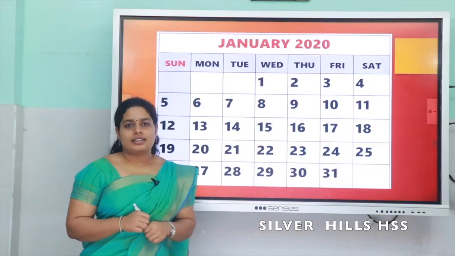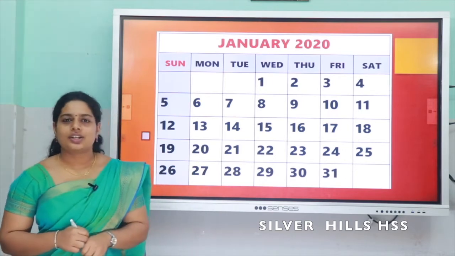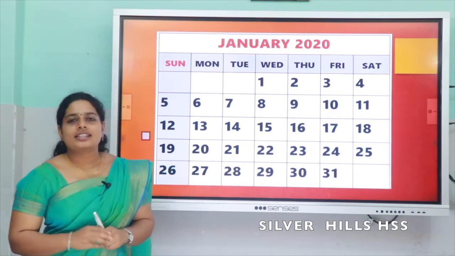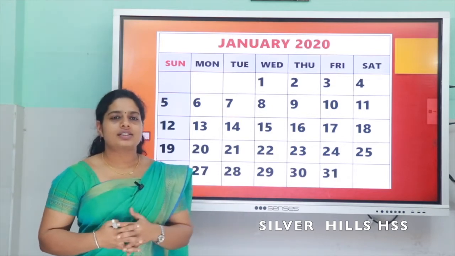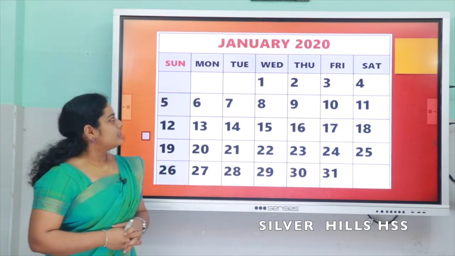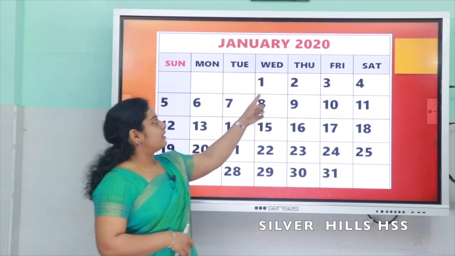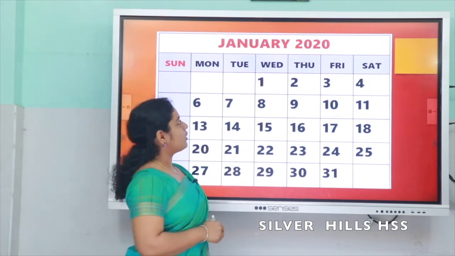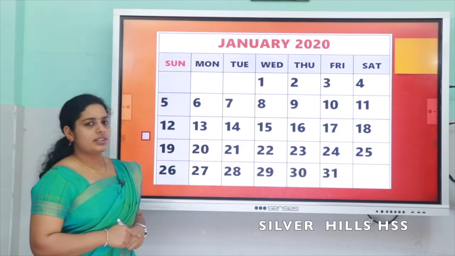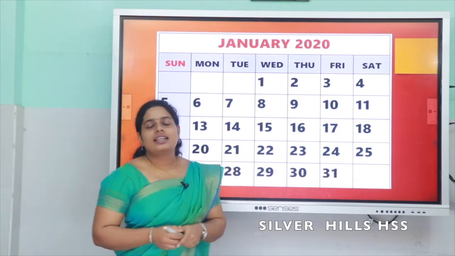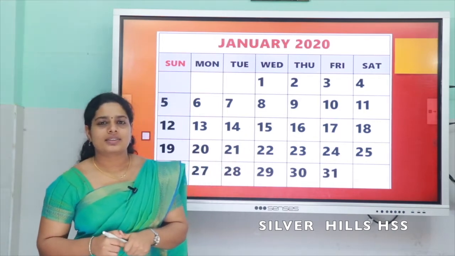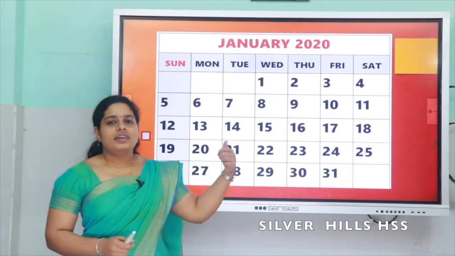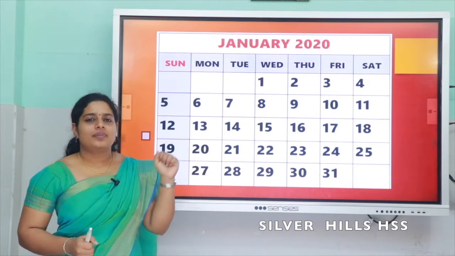Next we have the calendar. I have taken the January 2020 calendar. I am going to tell some peculiarities or specialities of a calendar. See here, the month is starting on Wednesday. Wednesday is 1st January. We know that in a week we have 7 days. So here we can see that January 1st is Wednesday.